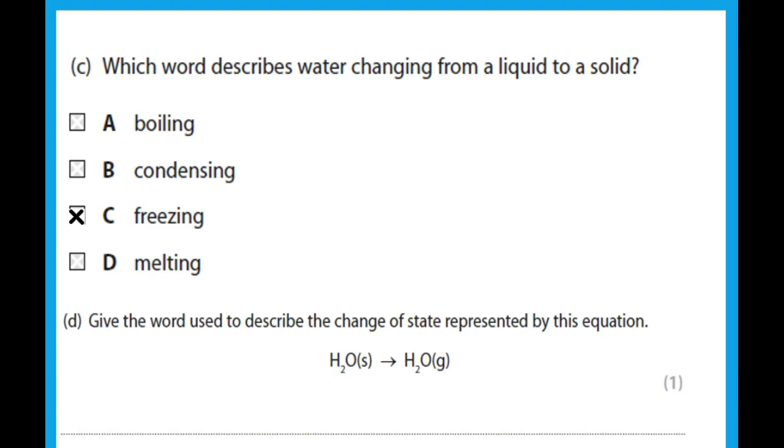Give the word used to describe the change of state represented by this equation. Remember that when we write an equation, the S represents solid, if it's an L, it will represent liquid, and if it's a G, it represents gas. So this equation is showing me water changing from the solid state to the gas state. From solid to gas is called what? What was the change directly from solid to gas? It was sublimation.